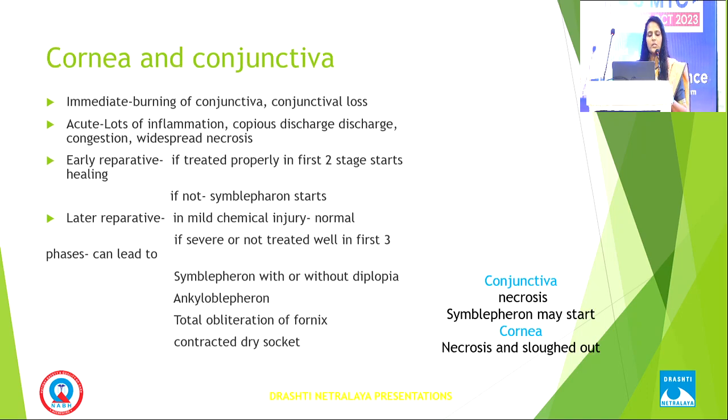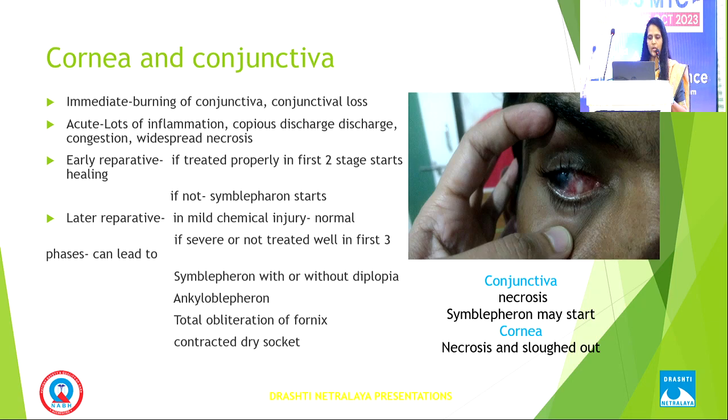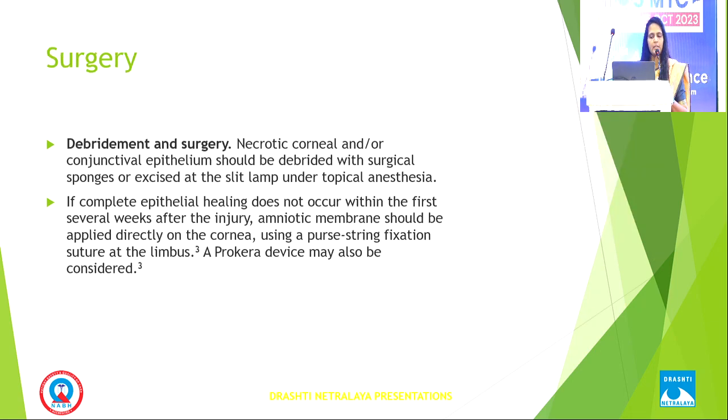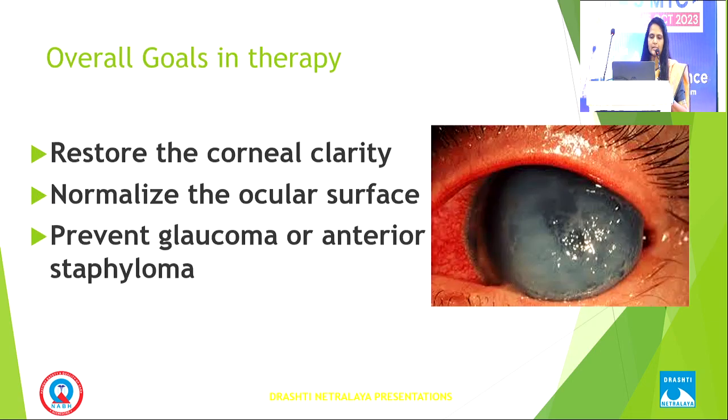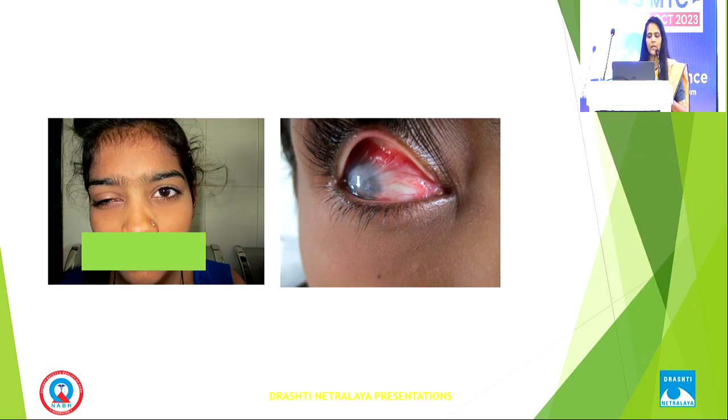Whenever there is conjunctiva and cornea involvement, there are stages: acute loss, inflammation, copious discharge, as I said. Early reparative can be seen first in two stages, and then later on it may come with symblepharon and ankyloblepharon, obliteration of the fornix or contracted fornix. So you need to take care of that. Surgery is usually debridement and surgery. The overall goals of therapy are to restore corneal clarity, normalize the ocular surface, and prevent glaucoma and anterior staphyloma.